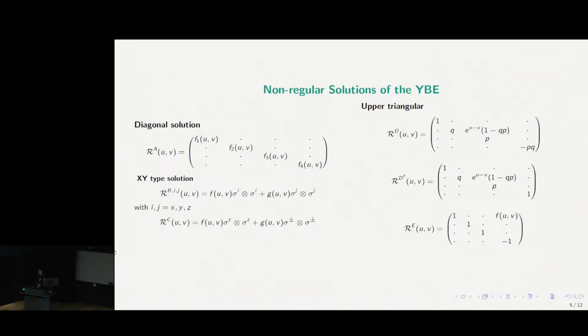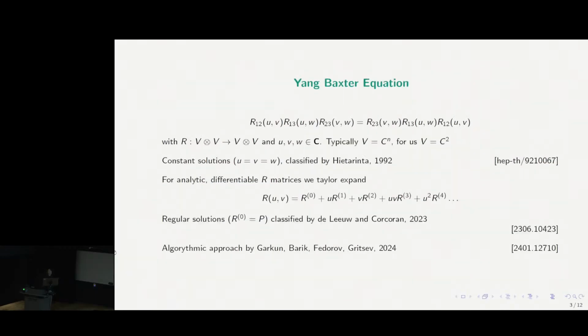I have a question about the solution of Yang-Baxter. So your solution is based on the statement that you can Taylor expand your solution around the constant one, right? Yeah. But why is this true for any solution to Yang-Baxter? You're asking if this is true for any solution? Yes. I mean, as long as it's analytic and differentiable, maybe you could come up with something really weird.